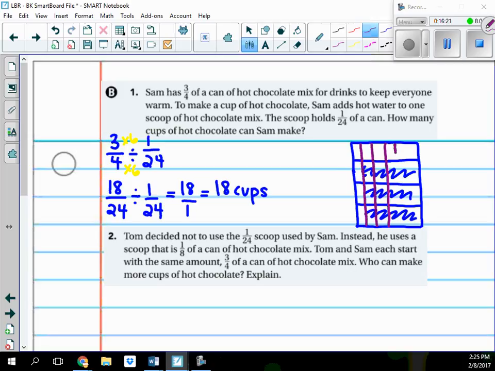So I have a total of 24 pieces. And if he's going to take out 1/24 each time, how many 24ths do you guys see there? How many do you see? 18. Yeah. These should be shaded in right here. So we would have 18 there as well.